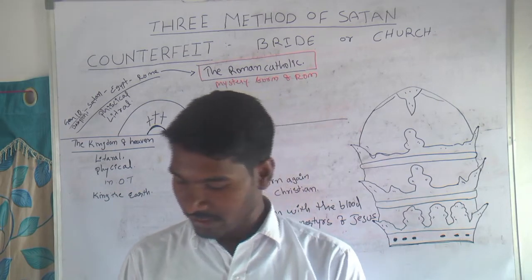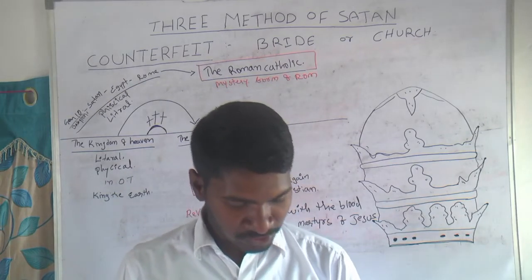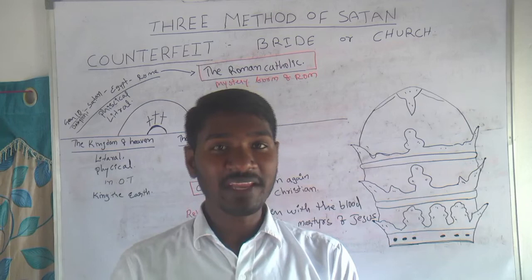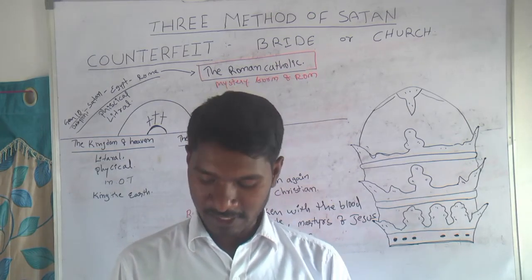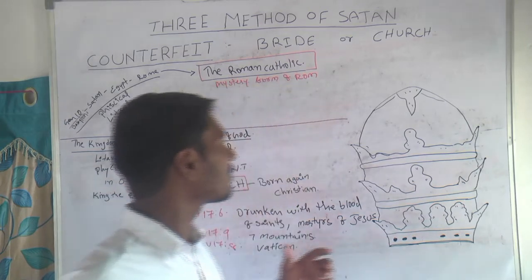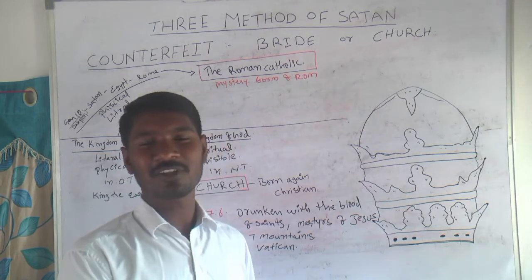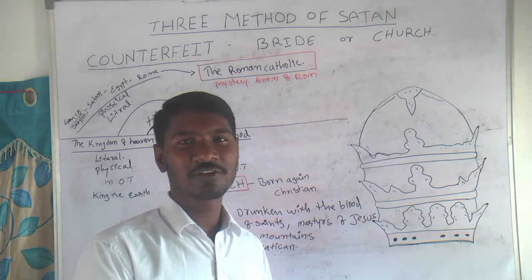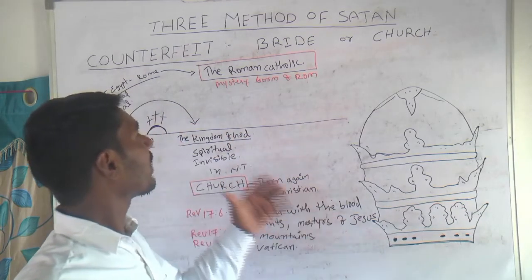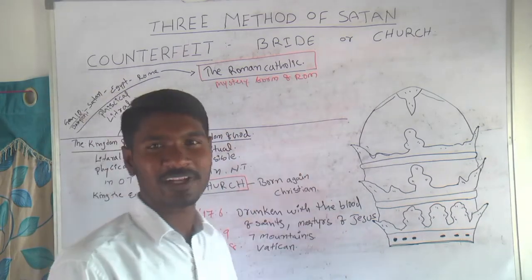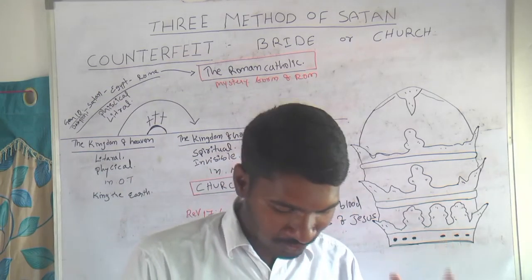And why is this Catholic Church the bride of Satan? We are going to see a few things; there are many, but we are going to see only a few. So one is, when you read church history and when you read the Martin Luther biography, you come to know that the bride of Satan and the church of Satan is Roman Catholic. And you will know when you read these things.